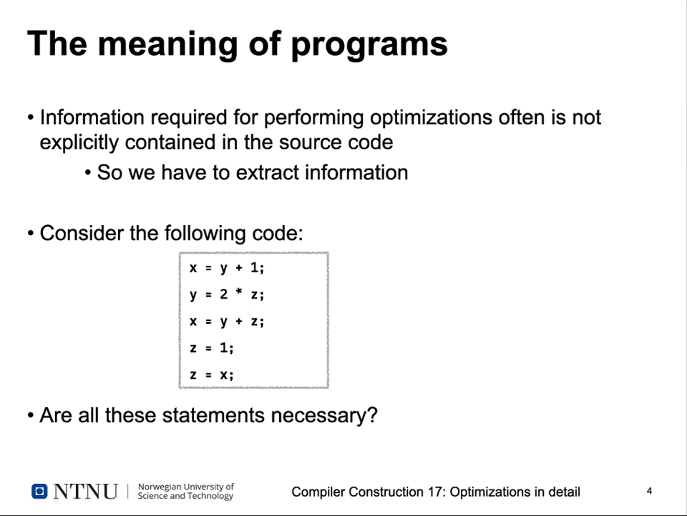So let's take a closer look at the meaning of programs. The information that we need to perform optimization very often is not explicitly stated in the source code. What does this mean? Now, if it is not explicitly stated, it's somewhere implicitly stated, which means we have to reverse engineer this information, or we have to extract this information from the code. And as an example, let's start with the following code sequence here. So we have 5 instructions, which are all assignments here. And the first question we could ask ourselves when we want to apply an optimization is, are all of these statements actually necessary?